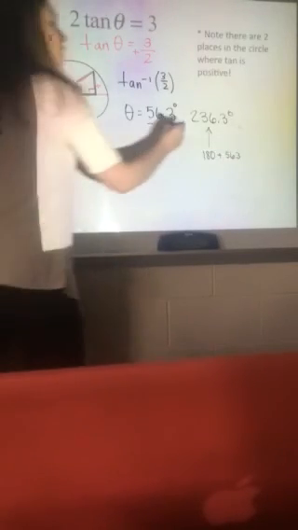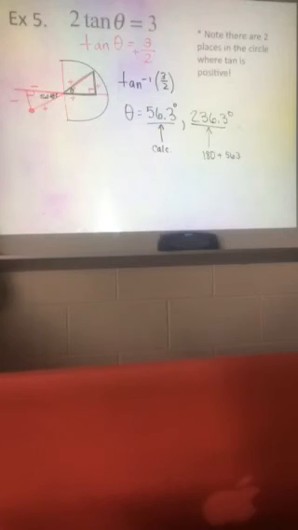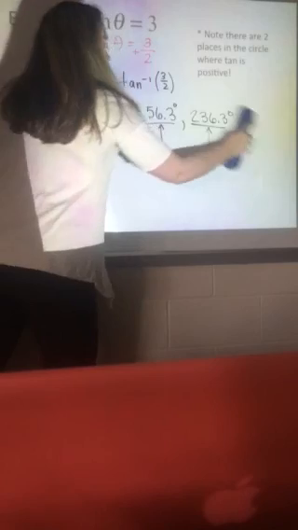So there are two solutions to this, but you have to be able to think it out and connect the dots because of the limitations of inverses. All right, let me erase this.